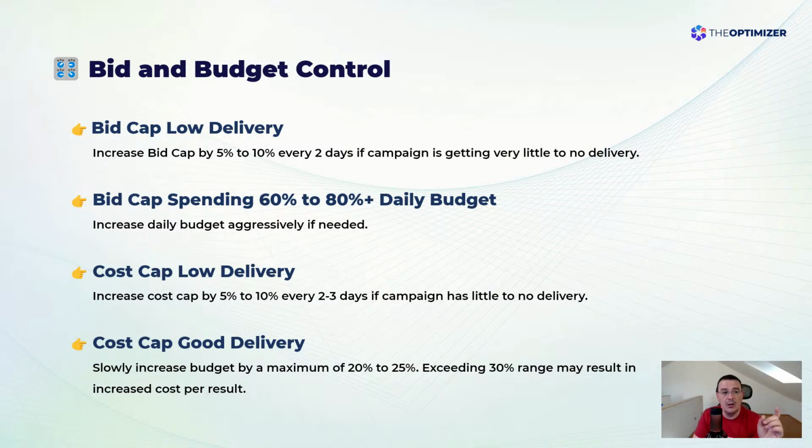You do the same on low delivery with bid cap, but on bid cap, if you have plenty of delivery or a good amount of delivery and your ROI is positive, you can aggressively increase the budget if needed, and you will still keep the campaign's CPA under control. It might happen that from one day to another you may get little to no delivery at all, but then it might reset quite easily. So that's generally how it goes.